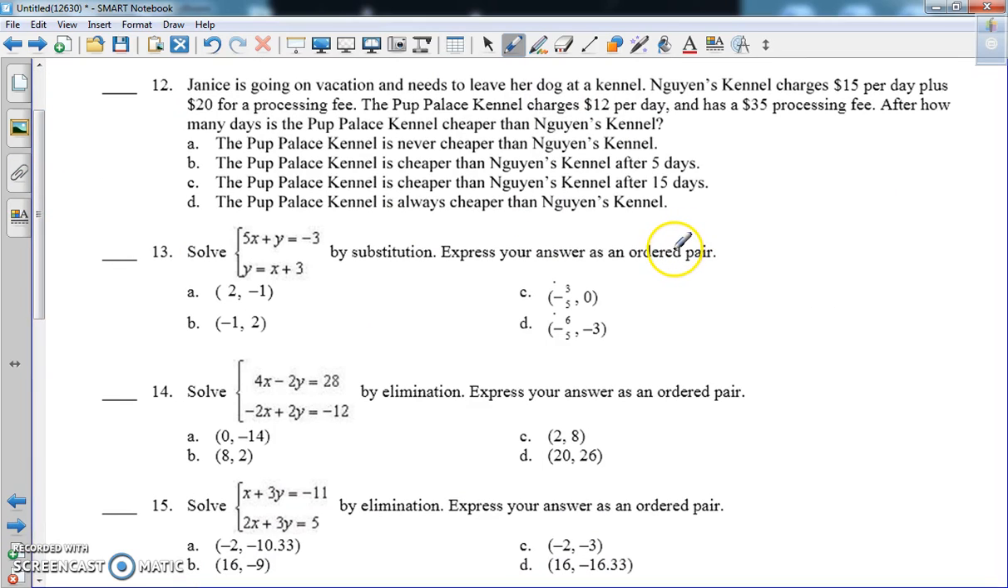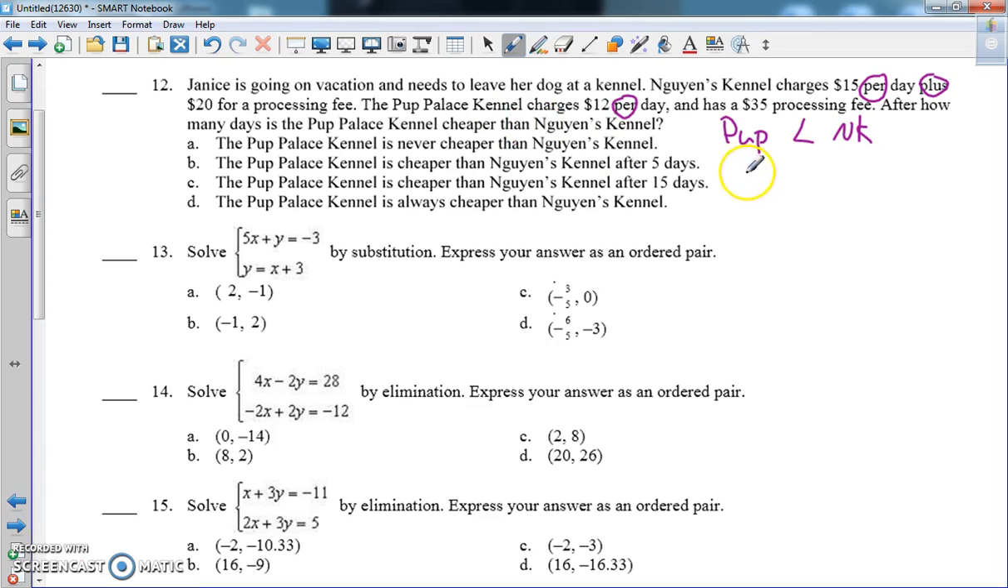Janice is going on vacation and needs to leave her dog at a kennel. Minimum you can get, a kennel charges $15 per day plus $20 for a processing fee. The Pup Palace charges $12 per day and has a $35 processing fee. After how many days is the Pup Palace going to be cheaper, which means less than the other guys? I'm just going to say NK for whatever that word is.